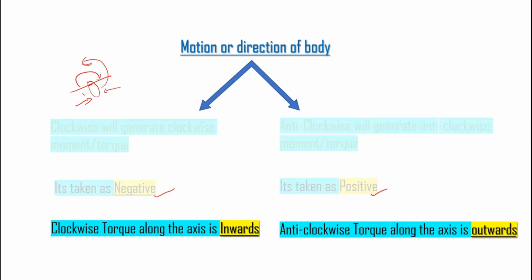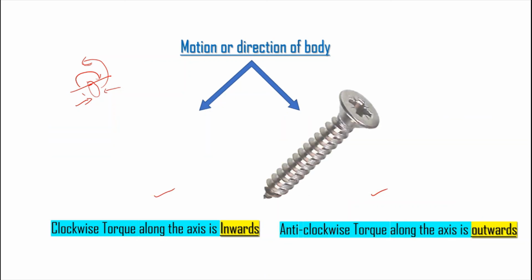The best example for this would be a screw. When you move the screw clockwise, the screw will go inwards. It will move inside, and when you apply an anti-clockwise motion, in that case the screw will move outwards. So if you have to remove it, you will move it anti-clockwise, and if you have to fix it, you will move it clockwise. All right, so that's it.